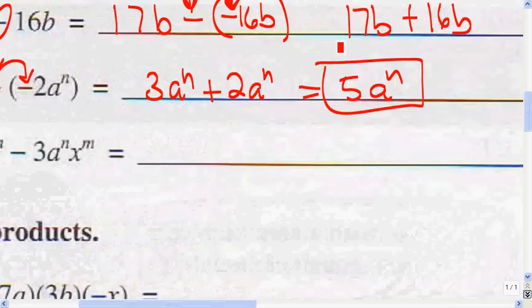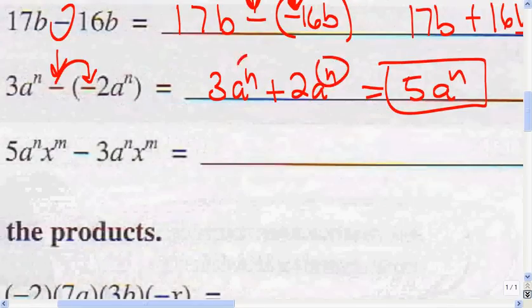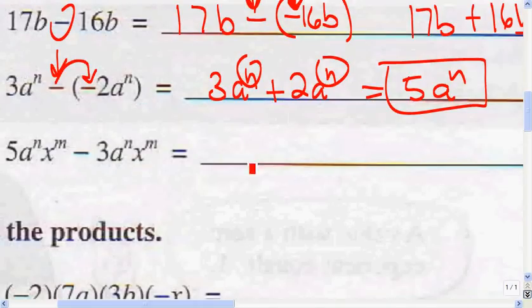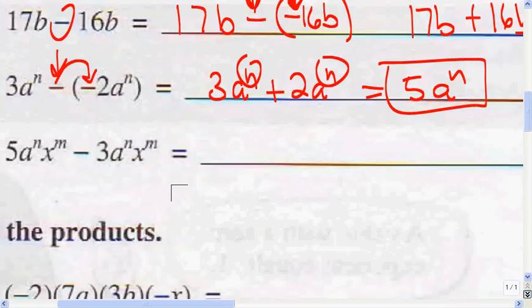Remember, when you're adding or subtracting, you don't add the exponents. That's only when you're multiplying. When you're adding or subtracting, the exponent stays the same. If we were to multiply 3a^n times 2a^n, 2 times 3 is 6, and we would add the n's because we're multiplying, so it would be 2n. But we're not multiplying, we're adding or subtracting, so the n stays the same. I don't add or subtract it.